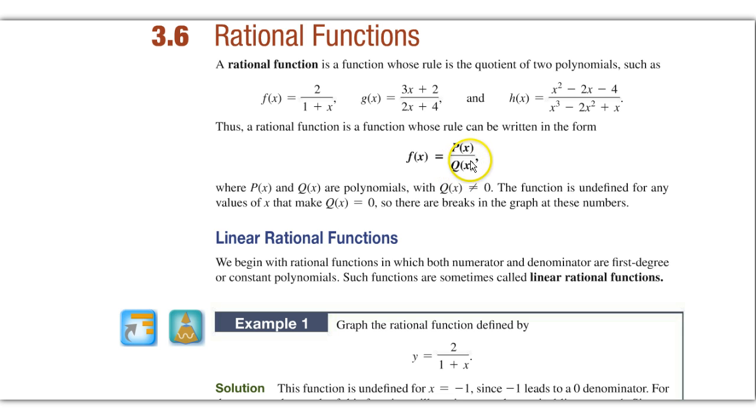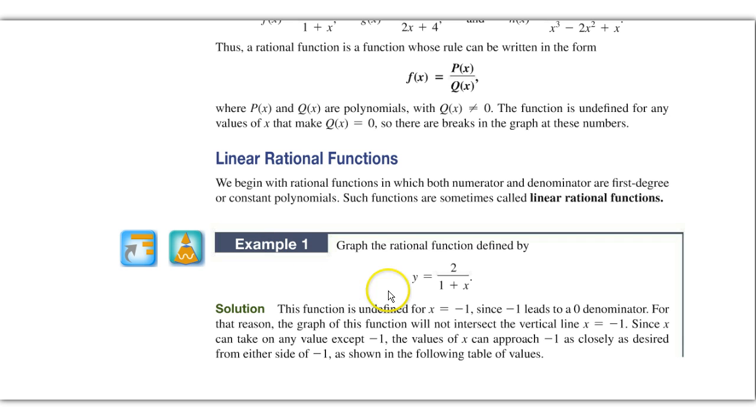Now keep in mind the denominator could never be a zero. That is, the whole thing could never be a zero. That is undefined. So we're going to take a look at this. So in this first example, we see a linear rational function. That is, the x value is to the first degree.